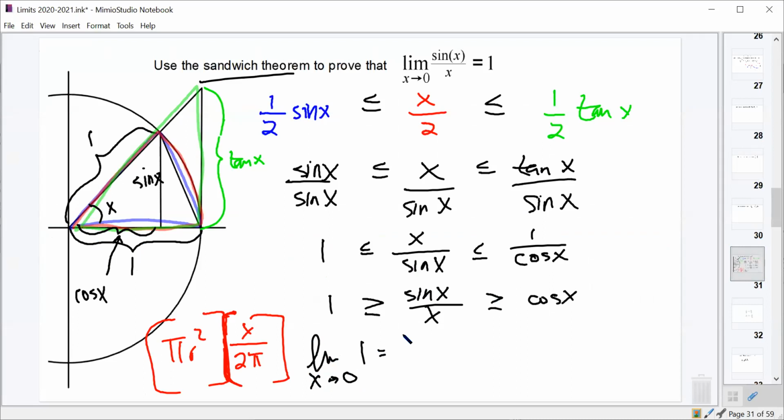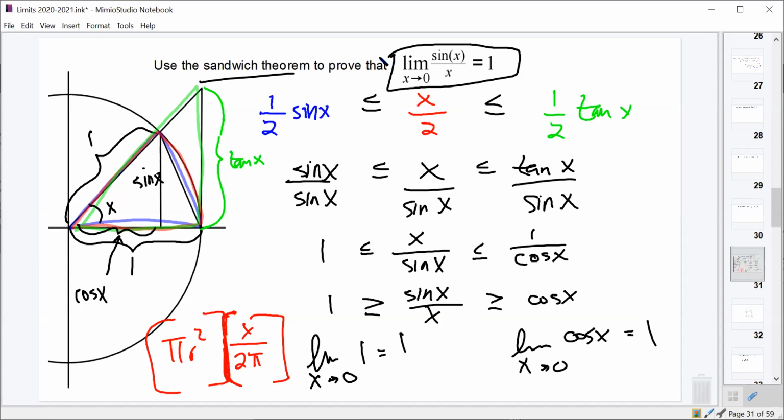1, right? Because the limit of a constant is a constant. And the limit as x approaches 0 of cosine x. Well, what do we do anytime we have a limit? We just plug the value in. What's the cosine of 0? 1. And so we've now shown that the function that's sandwiched in between them, sine x over x, also has a limit of 1. Any questions on that? Let's see how we apply the sandwich.